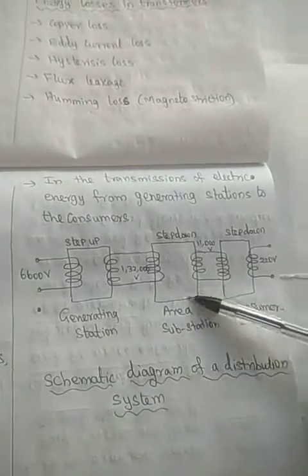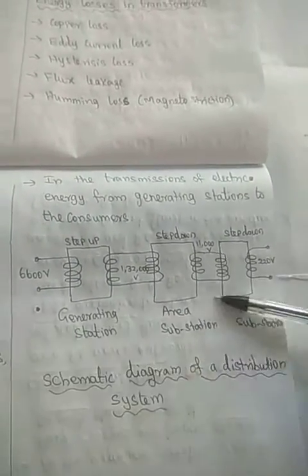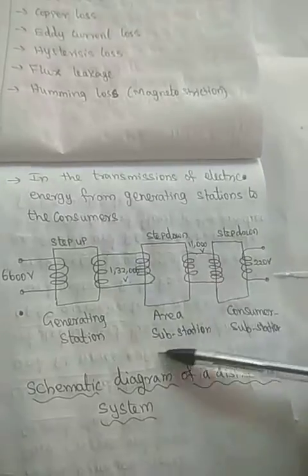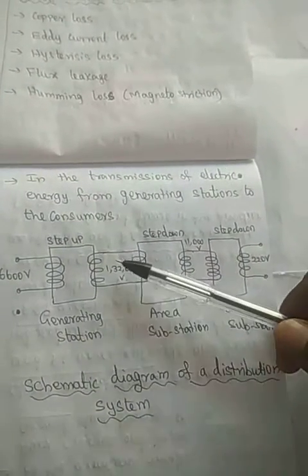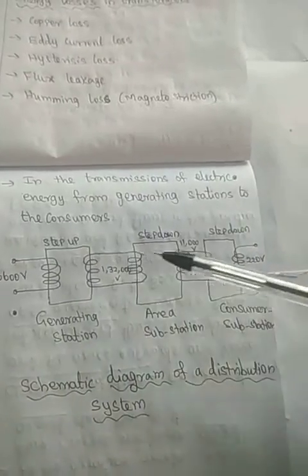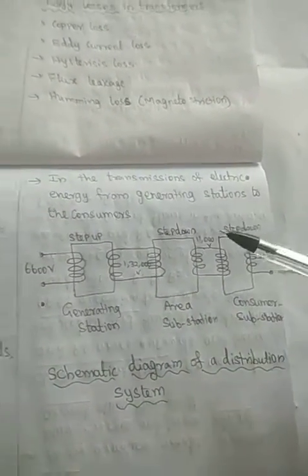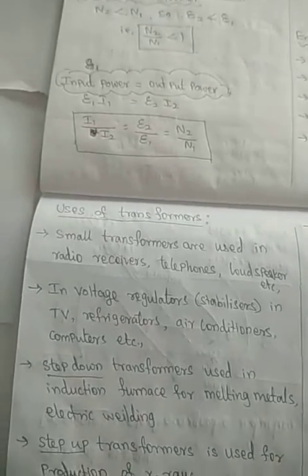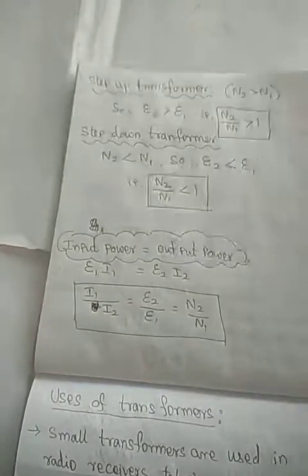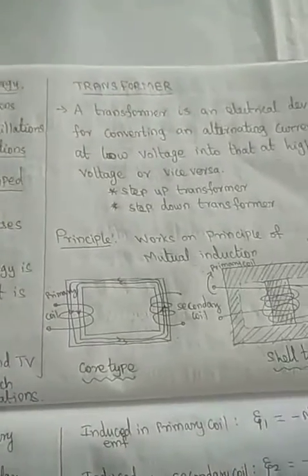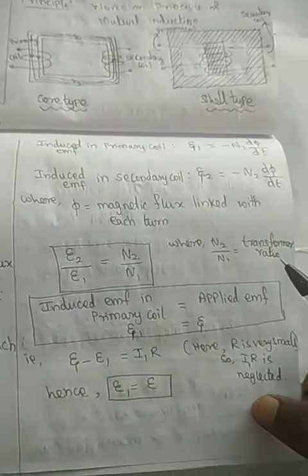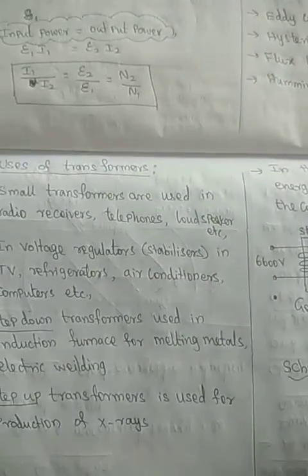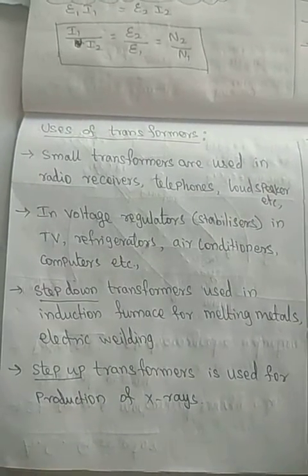So this is the transmission process block diagram, which shows that transformers play an important role in transmission of electrical energy from the generating stations to the consumer's home. So these are all the uses of transformers. We have seen the properties and what a transformer is, then the working of transformers and the equations involved, and finally the applications, that is the uses of transformers.